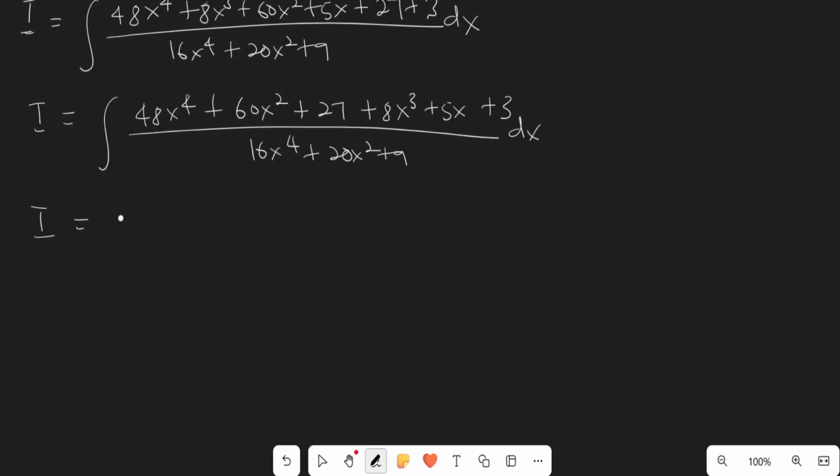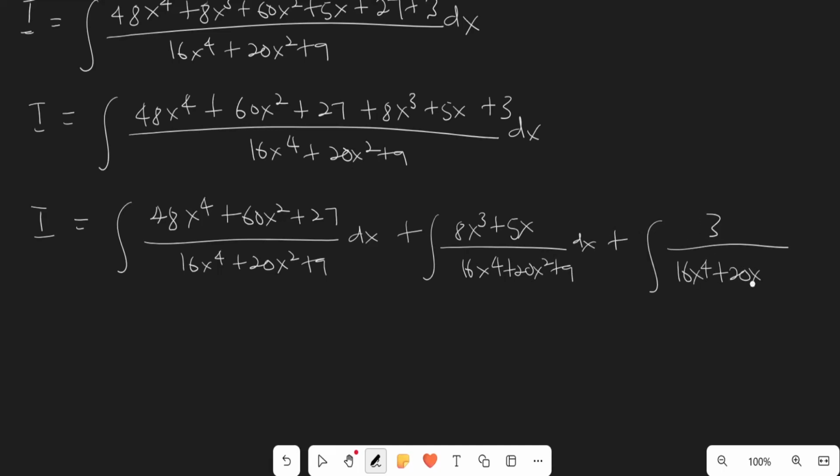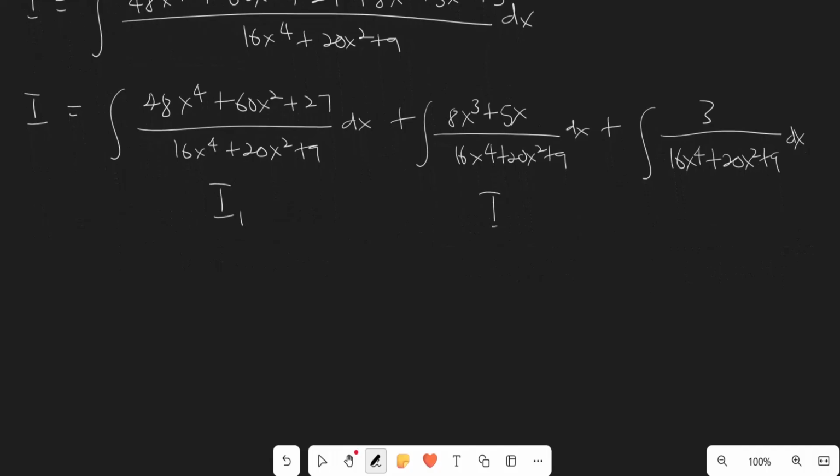So I is equal to the integral. I'm going to split this into three different integrals. So 48x to the 4th plus 60x squared plus 27 divided by 16x to the 4th plus 20x squared plus 9 dx. The second integral is the integral of 8x to the 3rd plus 5x divided by 16x to the 4th plus 20x squared plus 9 dx. And the last integral is the integral of 3 divided by 16x to the 4th plus 20x squared plus 9 dx. Let's call these integral 1, integral 2, and integral 3. So we can tackle them one after the other.